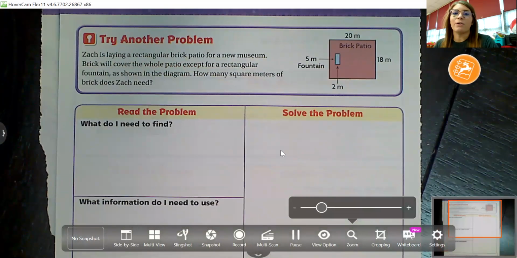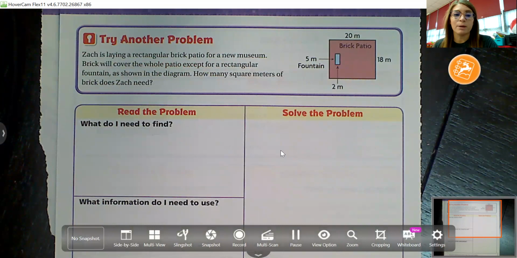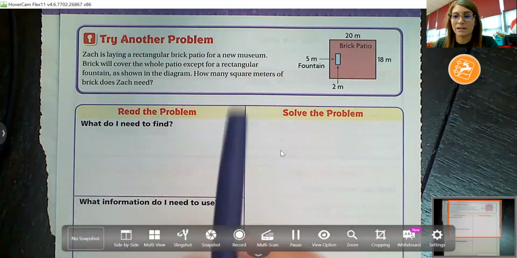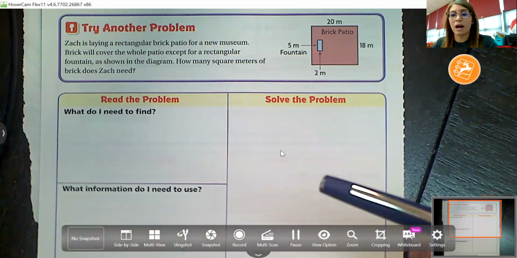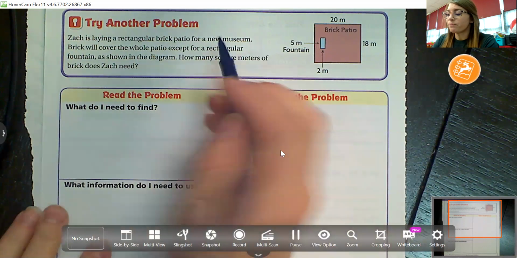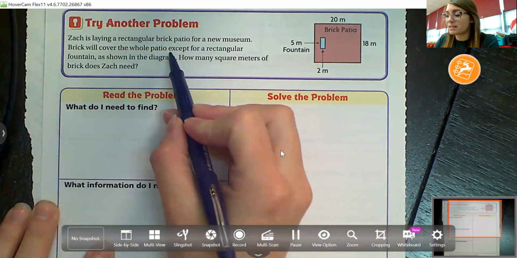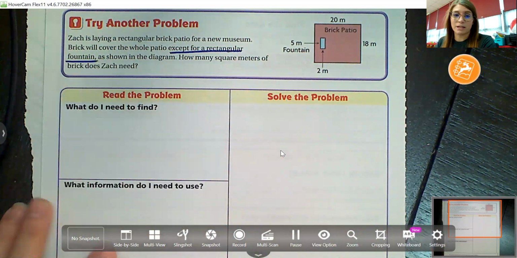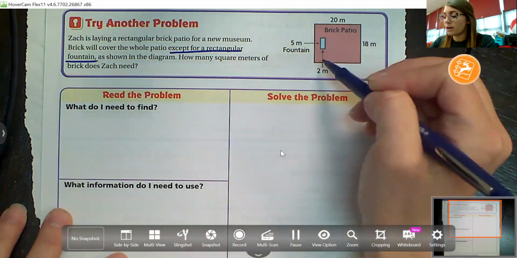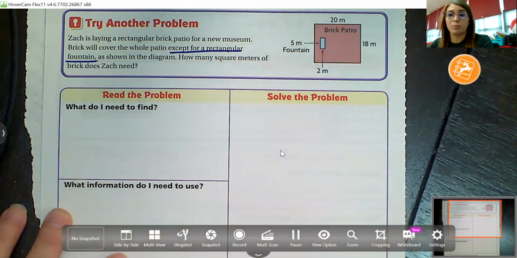All right, it says Zach is laying a rectangular brick patio for a new museum. Brick will cover the whole patio except for a rectangular fountain as shown in this diagram. How many square meters of brick does Zach need? Okay, so we're going to have to do a couple things here to find what amount of brick Zach is going to need. So let's look at this information really quickly. It's going to cover the whole patio except for a rectangular fountain. So we are finding the area of all of this brick color, just not that little blue fountain right there.